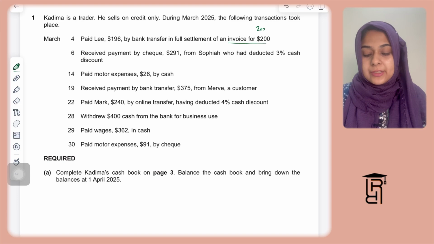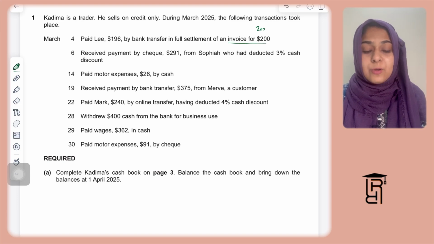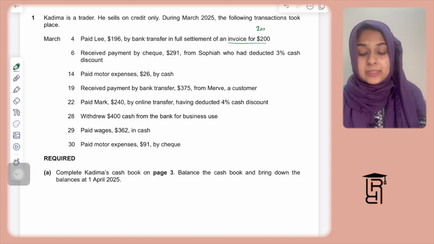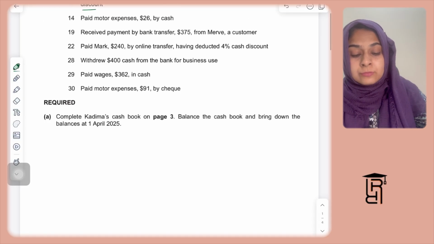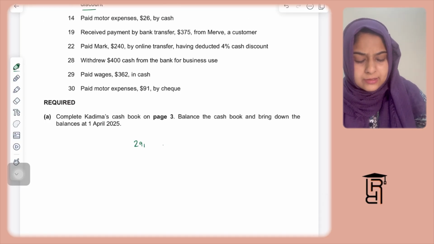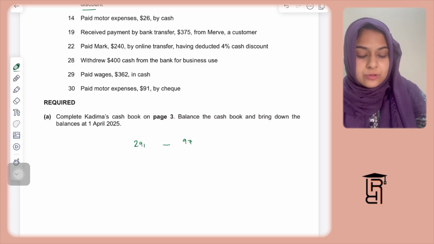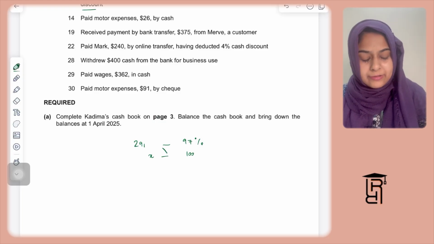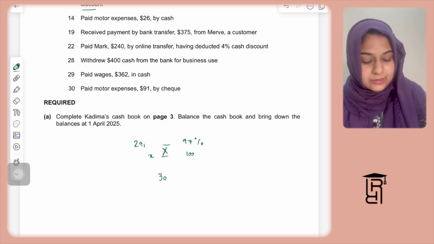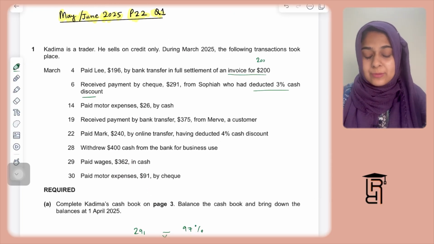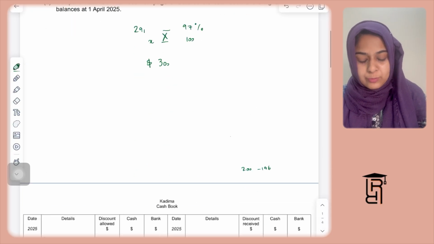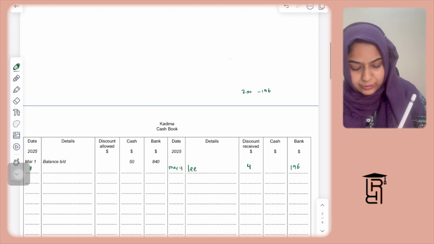The next transaction says received payment by check 291 from Sophia, who had deducted 3% cash discount. So in 291 the cash discount has already been deducted. So 291 is 97%. What is 100%? You have to calculate that. In this case 100% is $300. So basically Sophia owed us $300, but she's paying us $291, which means we are going to record this on the debit side. I'm going to write here March 6.